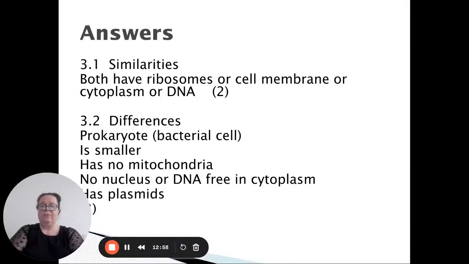You can take it from the eukaryote and say a eukaryote is larger, eukaryote has mitochondria, eukaryote has a nucleus, eukaryote doesn't have plasmids. Okay, it doesn't matter which way around you do it, as long as you do it. Okay, now let's go back to the 3rd part of the question because there's a calculation.